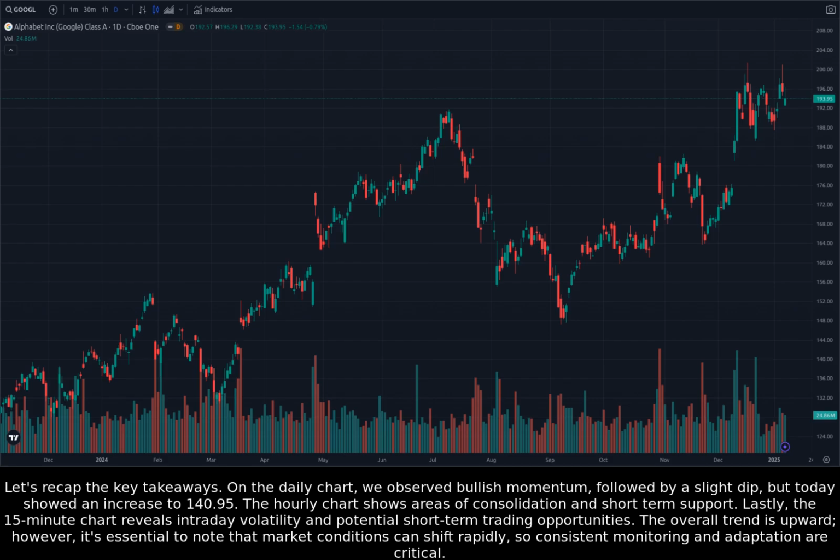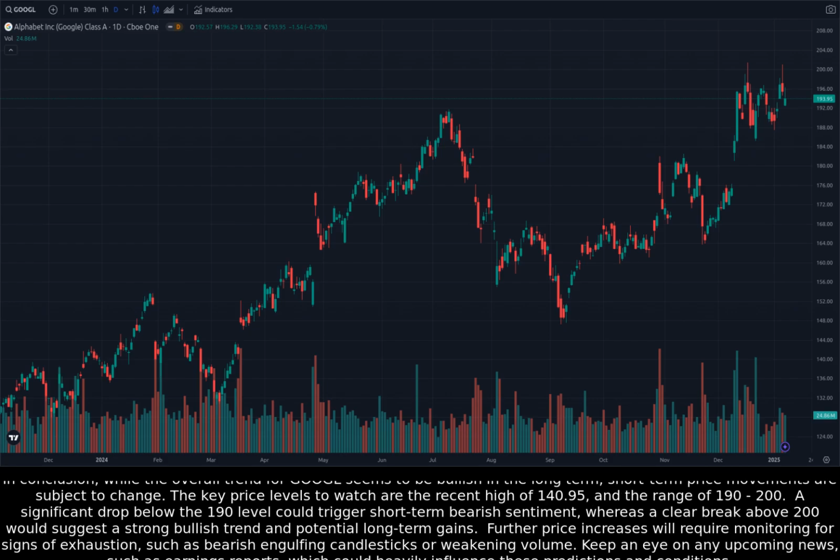On the daily chart, we observed bullish momentum, followed by a slight dip, but today showed an increase to 140.95. The hourly chart shows areas of consolidation and short-term support. Lastly, the 15-minute chart reveals intraday volatility and potential short-term trading opportunities. The overall trend is upward. However, it's essential to note that market conditions can shift rapidly, so consistent monitoring and adaptation are critical.